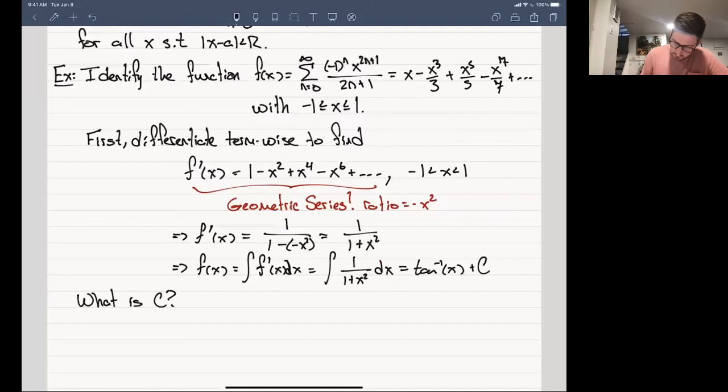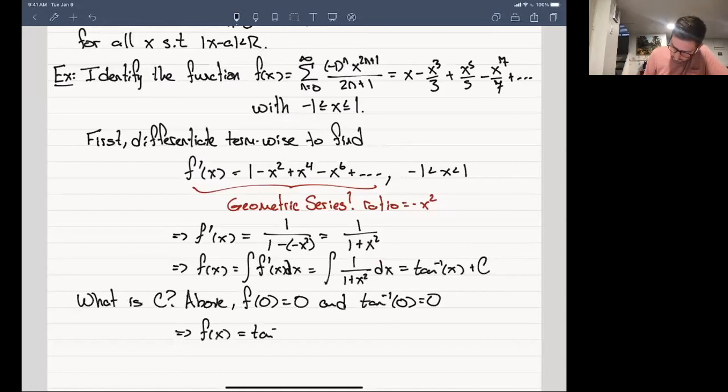Well, the series above, if I put x equal to 0 into the series, I get 0. And tan inverse of 0 is equal to 0. So f of x equal to tan inverse of x plus c implies that c is equal to 0. So therefore, f of x is equal to tan inverse of x.